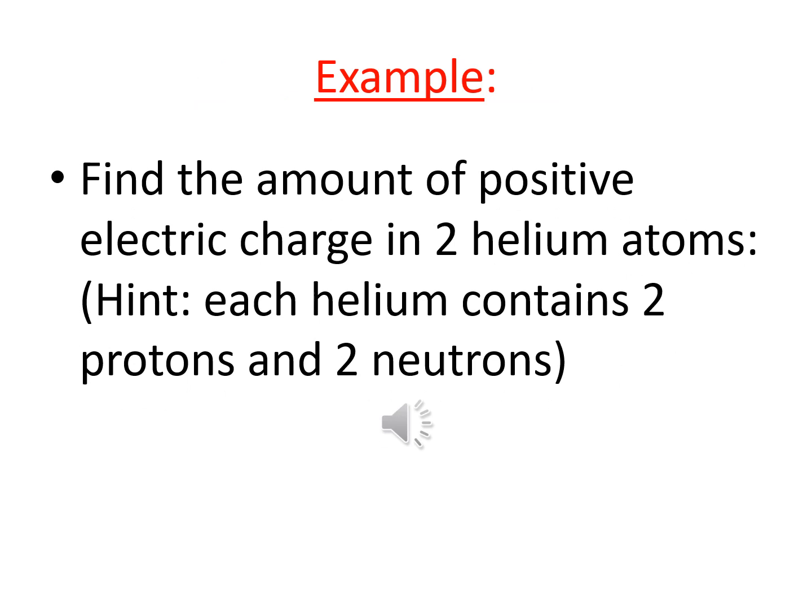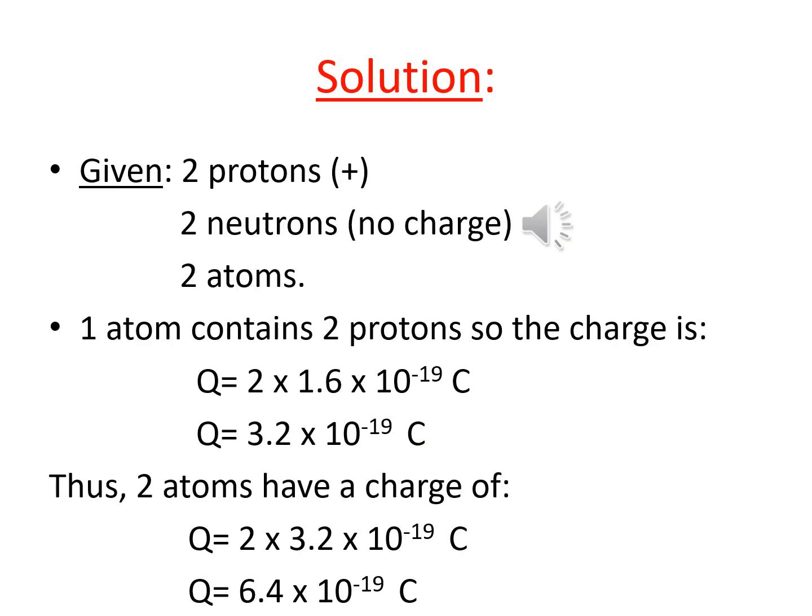Example: find the amount of positive electric charge in two helium atoms. Hint: each helium atom contains two protons and two neutrons. To solve this problem, first we write the given. In the given we have that the helium atom contains two protons, which we know are positively charged, two neutrons, which have no charge, and they are asking about the charge of two atoms. So first we find the charge of one atom, and then we can find the charge of two atoms. If each atom contains two protons and two neutrons, then we have to calculate the charge of the two protons because the neutrons have no charge.